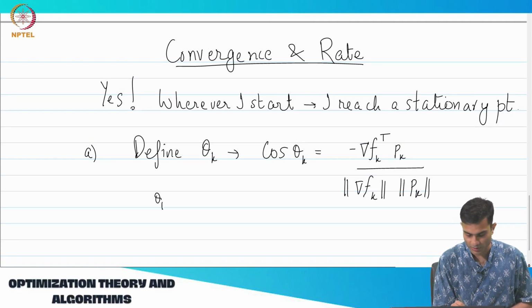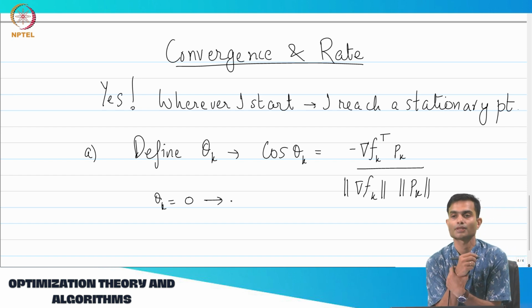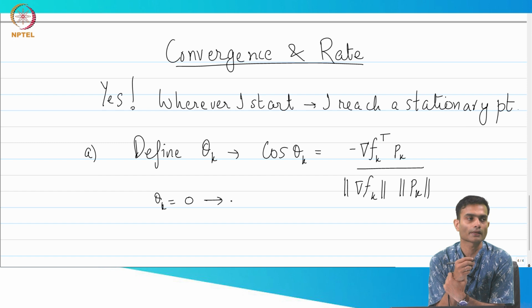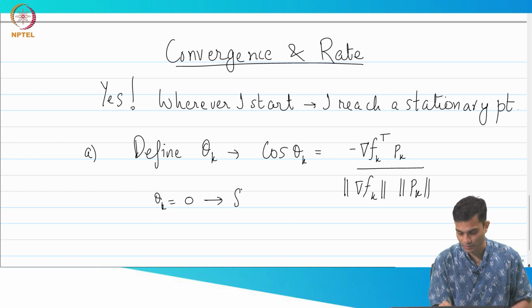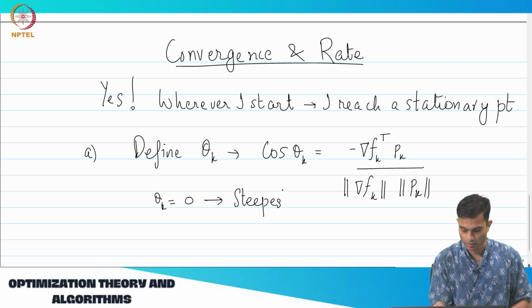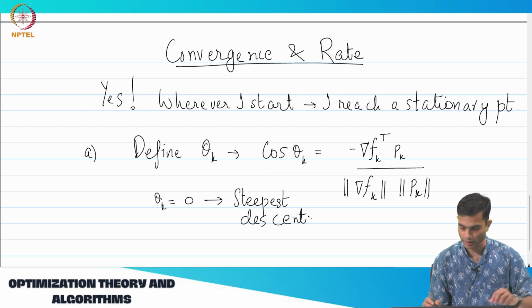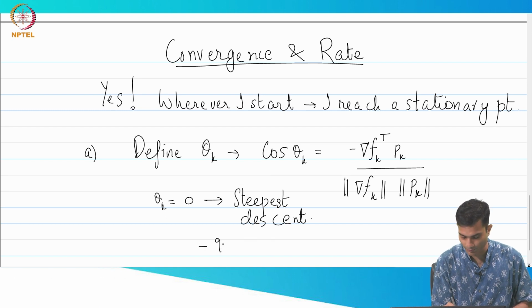Okay. Obviously theta k equal to 0 corresponds to what? If I were to choose theta k equal to 0, I am picking which pk? The negative gradient, right? So this is steepest descent. Okay, but in general I can have minus 90 < theta k < 90.